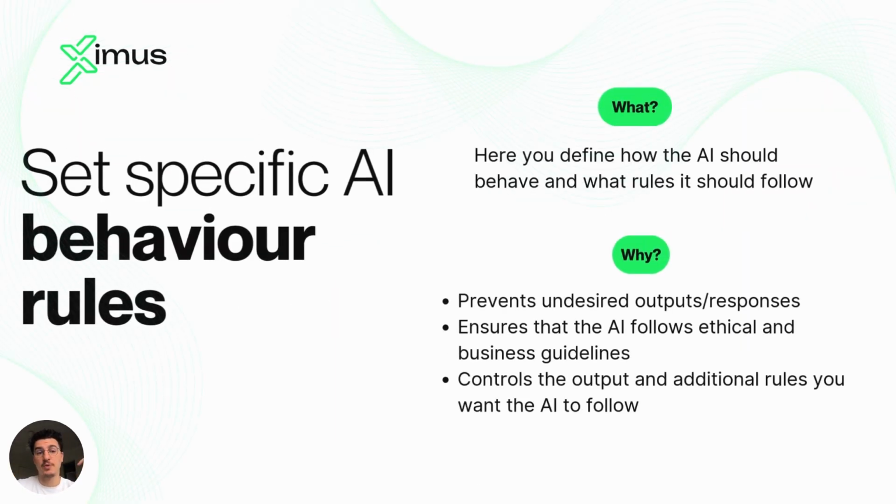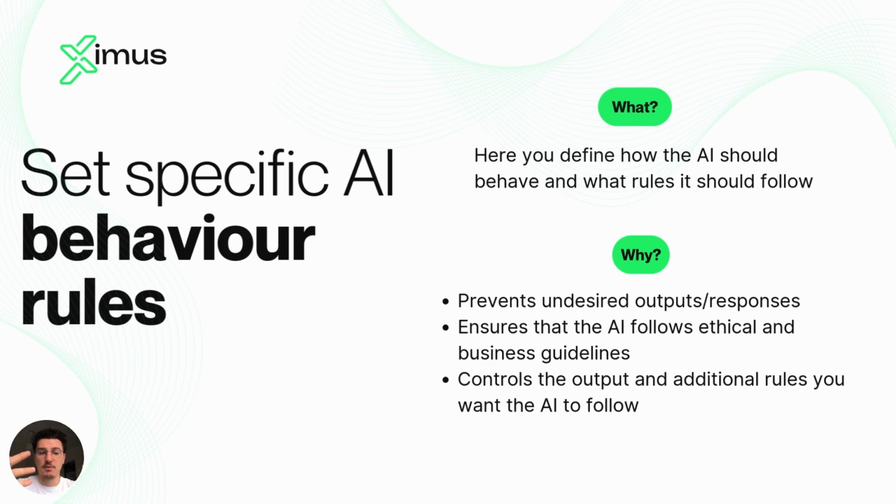Next up, we want to set specific AI behavior rules. Here, you define how the AI should behave and what rules it should follow. And this prevents undesired outputs and responses. It ensures that the AI follows ethical and business guidelines, and this controls the output and additional rules you want the AI to follow. So, this is basically you have the whole prompt, and at the end, you have a small section with a few rules that you set in place that the AI should follow in order to meet your standards and your criteria.